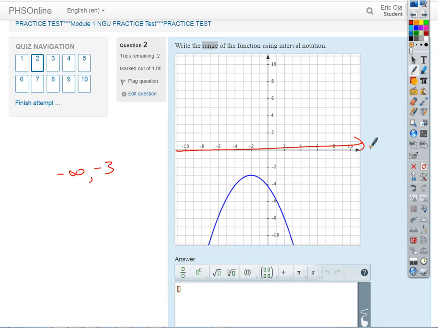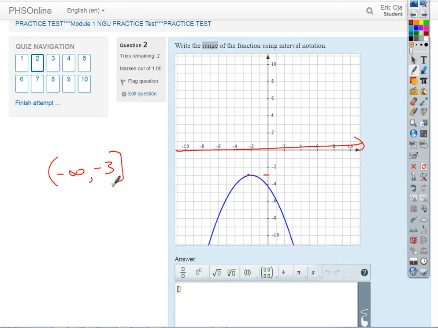Next issue is what kind of enclosures do I put on that? So I'm going to put a rounded bracket on the left, right? Because I can't include that endpoint. What about the right? It's going to be square, isn't it? Right? Because the ant actually can stand at a y value of -3. So it'd have to look like that.